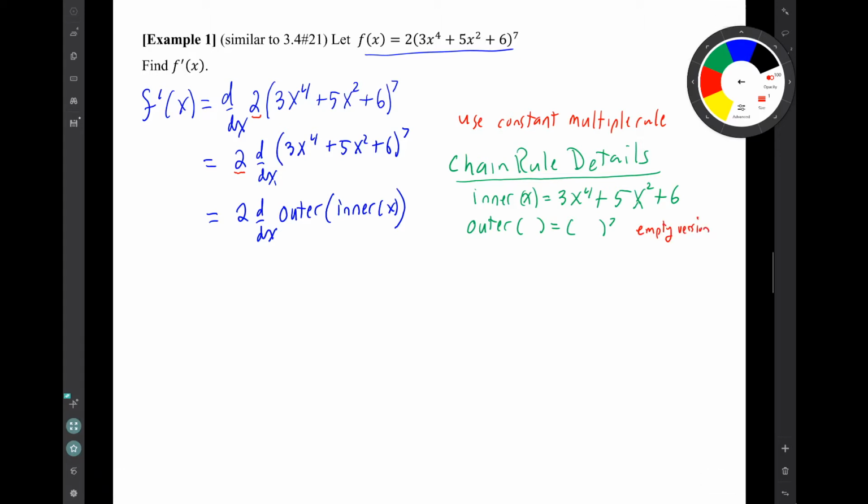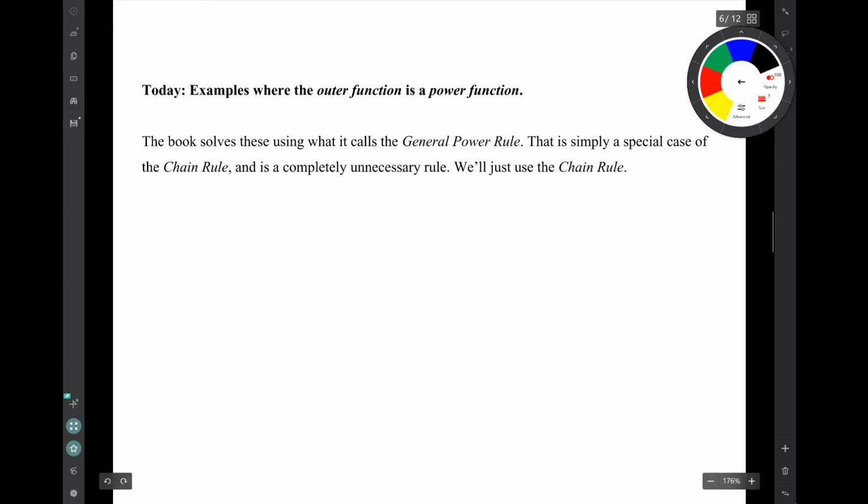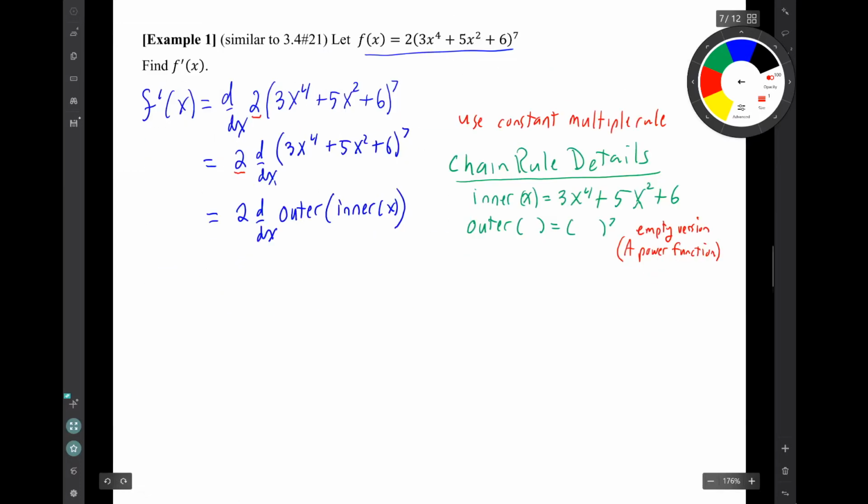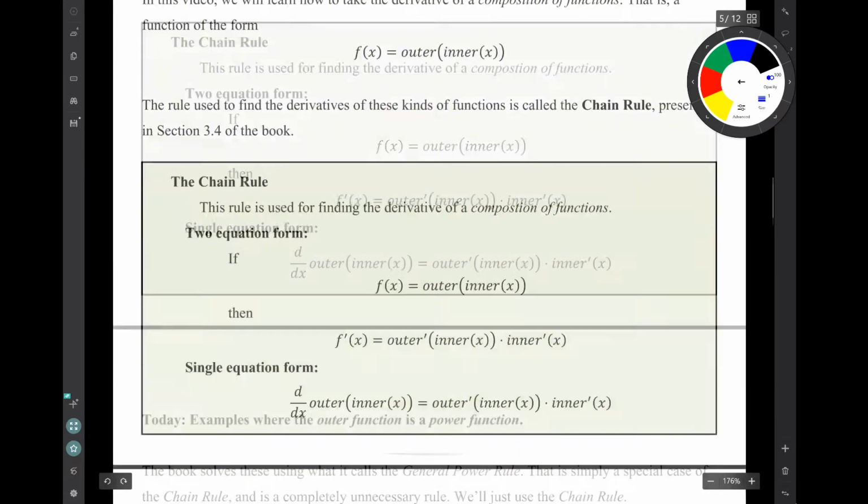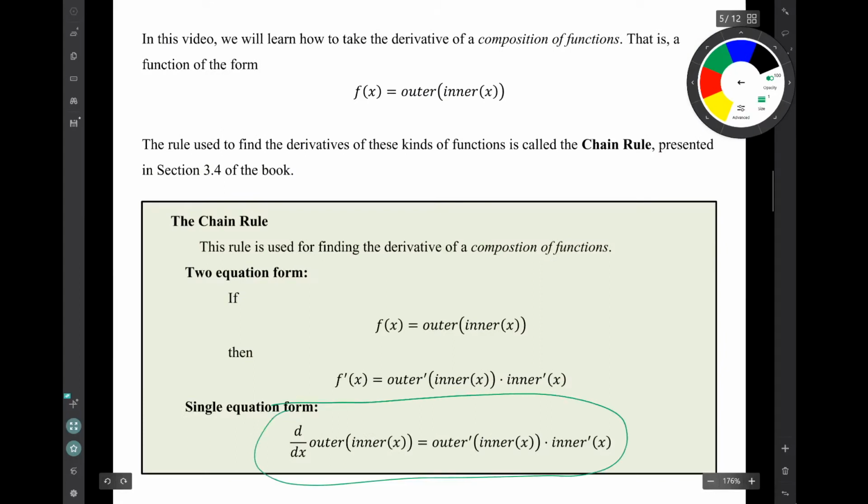Now notice about this outer function. This outer function is a power function. Remember that the subject for today is examples where the outer function is a power function. So here we have an example of an outer function that's a power function. Now where do we go from here? Well, we use the chain rule. Let's go back up and look at the chain rule. There's the chain rule. It says that we can replace one of these with one of these. So let's go do that.